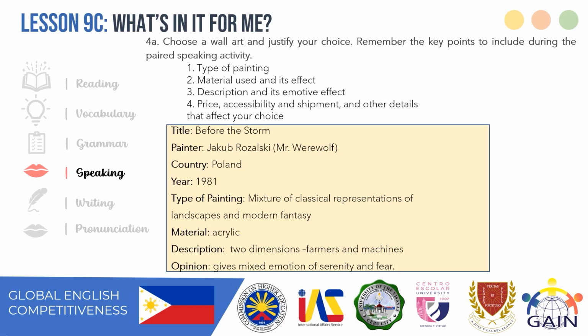You may look at the wall arts presented previously again. Then choose a wall art and justify your choice. Remember to highlight the following key points during the paired speaking activity. 1. Type of painting. 2. Material used and its effect. 3. Description and its emotive effect. And 4. Price, accessibility and shipment, and other details that affect your choice. Refer to the example on your screen. Pause the video and work on this activity.